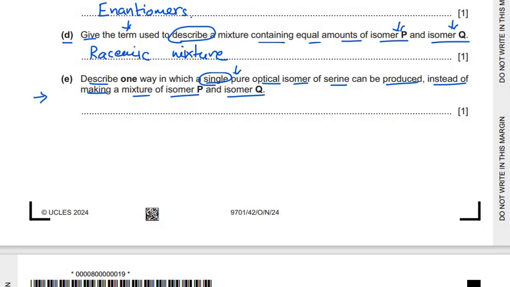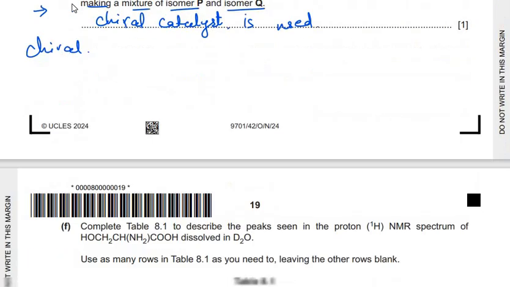Then what can be the method? The only method is either we use the starting material itself. If it has any chiral center, then the starting material itself can be chiral, or we can use a chiral catalyst. Now if a chiral catalyst is used, it's going to make a specific product only. It won't make the mixture of two isomers. So we can write: chiral catalyst is used to make a specific isomer.